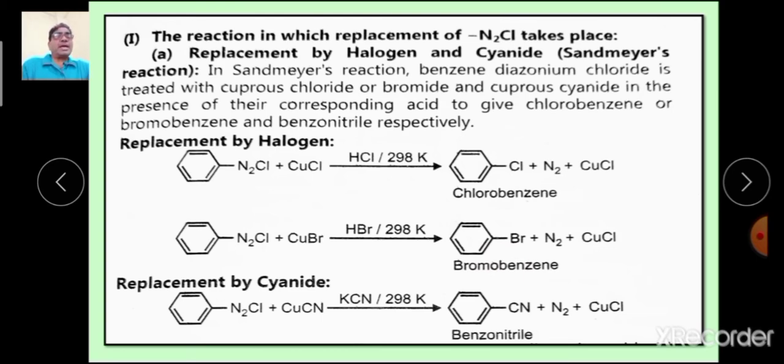In cyanide, when cuprous cyanide is used, benzene diazonium chloride reacts with cuprous cyanide in the presence of the corresponding acid, KCN, to give the cyanide compound, also known as nitriles. Therefore the product is benzonitrile, and the reaction is of the type replacement of the N2Cl group. The nitrogen is evolved in these reactions.